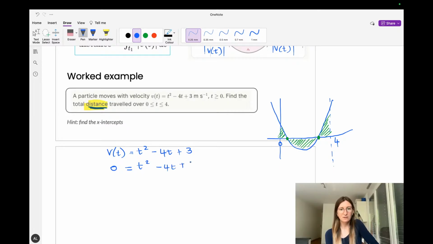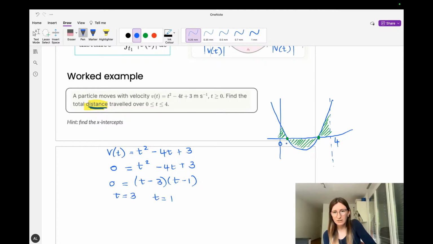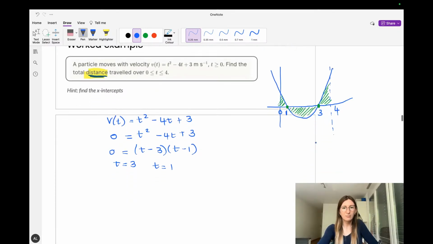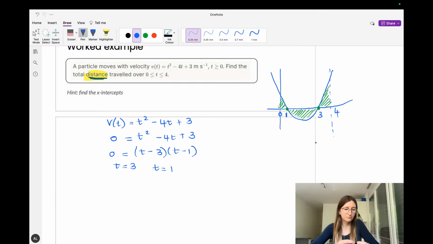So let's find those. We had a similar function already, so we're going to factorize the same. T minus 3 and t minus 1. So t equals 3 and t equals 1. So 1 is there, 3 is there. So my first integral, I'm just going to move up a little bit. My first integral will be from 0 to 1 of that function. 0 to 1 of v of t.